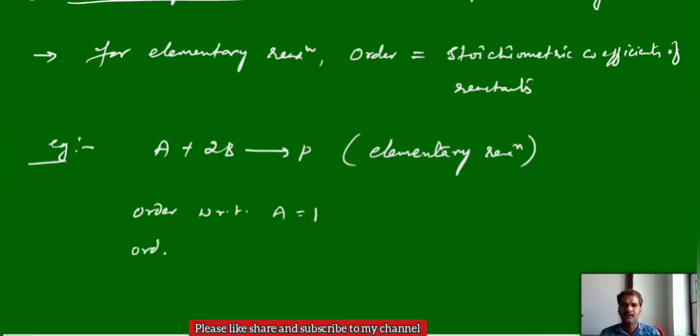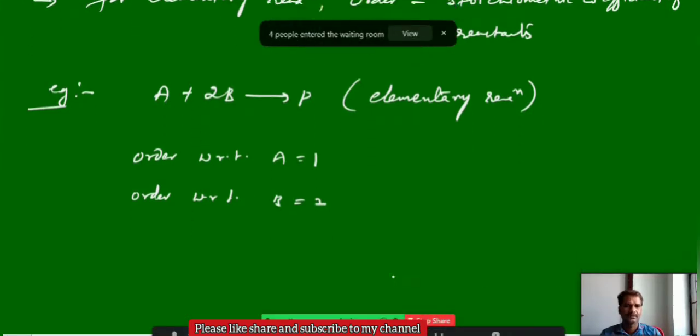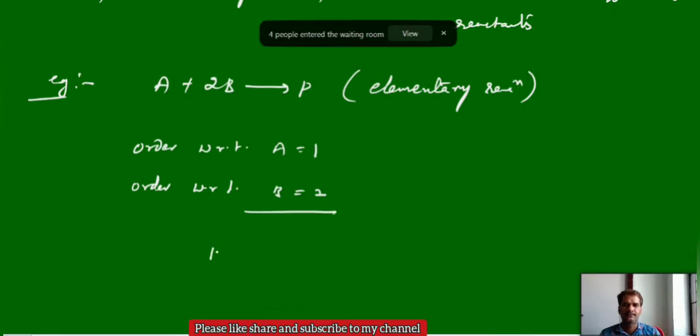And similarly the order with respect to B, here you can take the stoichiometric coefficient, which is 2. And if I ask what is the overall order for this reaction, that is the sum of all the stoichiometric coefficients of the reactants involved in this reaction. The total or overall order is equal to 3. Like this we can say for elementary reactions.